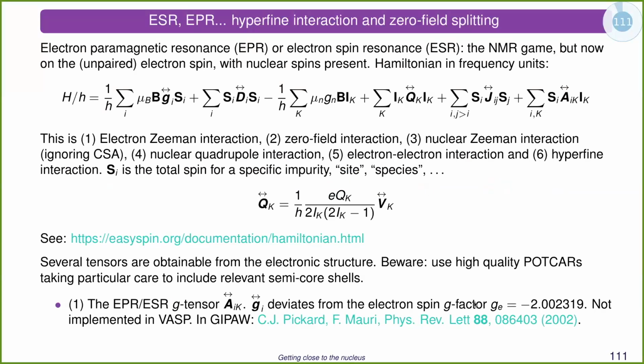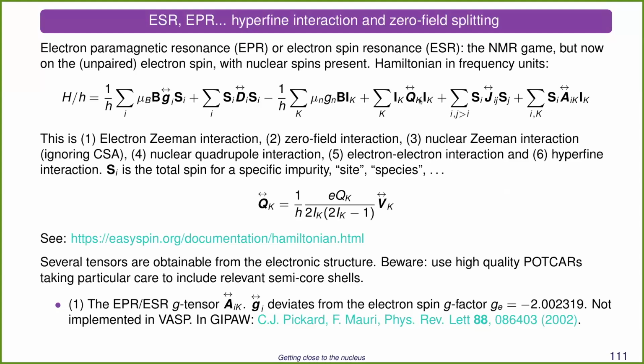So hyperfine and zero field splitting. This is still something we have to talk about. This is not NMR really. This is ESR, EPR, Mössbauer maybe, whatever. And let's look at the EPR Hamiltonian or the ESR Hamiltonian. This is a similar thing, but you have nuclear spins.